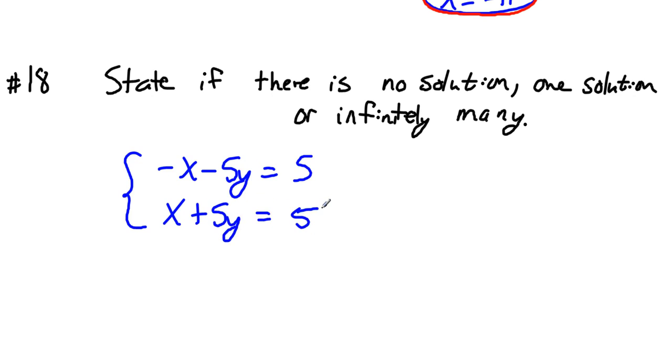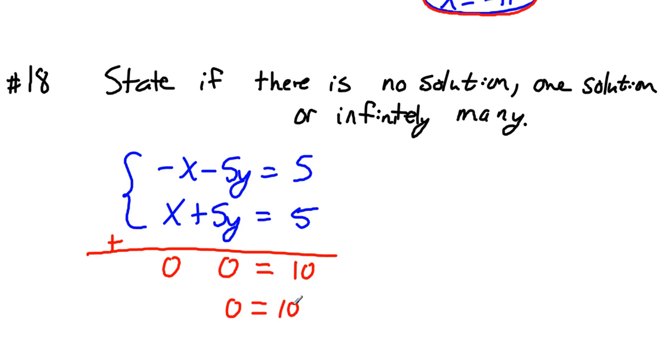Okay, so first one, we'll do negative x minus 5y equals 5, and x plus 5y equals 5. Okay, we've already got what we wanted. We've got a negative x and a positive x. But if you look, at the same time, you've also got a negative 5 and a positive 5 on the y's. So when you add these together, you get a 0x and you get a 0y. And then 5 plus 5 is 10.